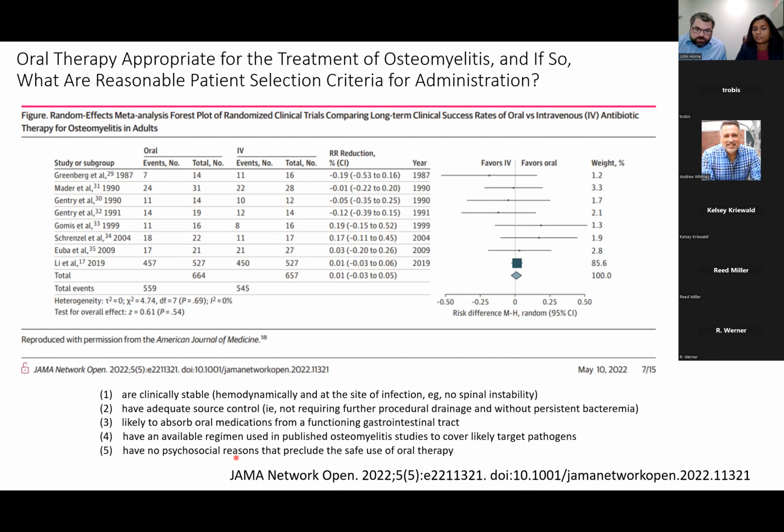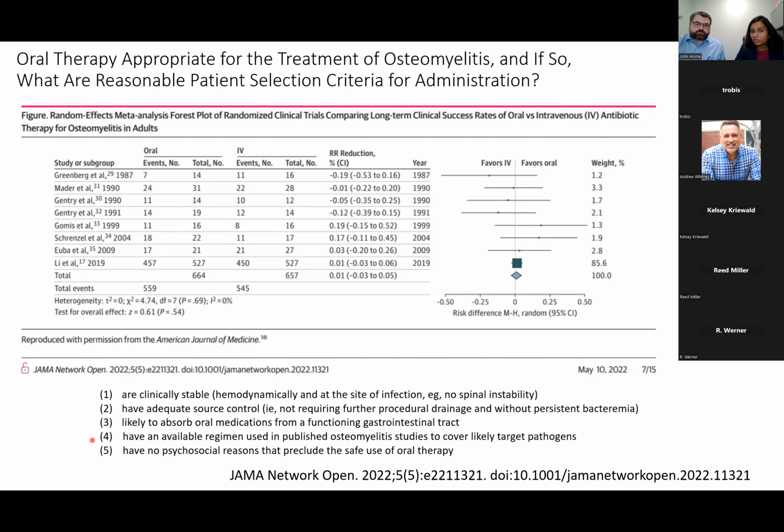Have no psychosocial reasons that preclude the safe use of oral therapy. Sometimes people have reasons why they won't take their pills. When we give pills, sometimes we're not sure if they're actually taking them, but if you're giving IV antibiotics, you can be sure. You have ways to make sure it's being delivered and actually taken. So evaluating their psychosocial needs is important, but this gives a really nice frame of who we can give oral antimicrobials.